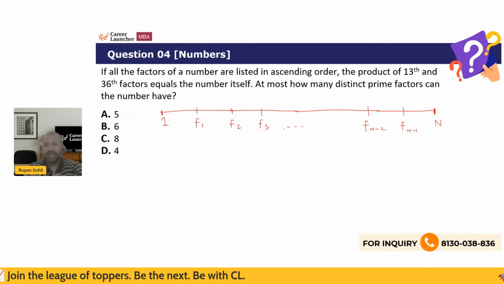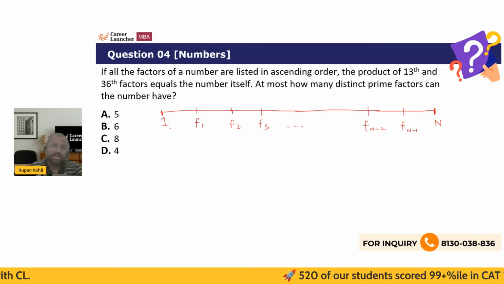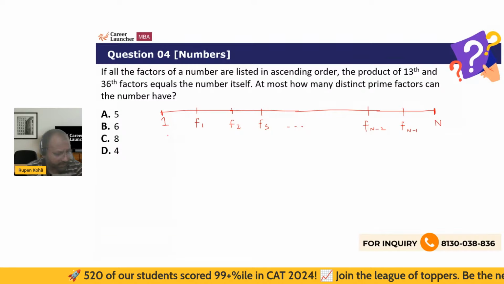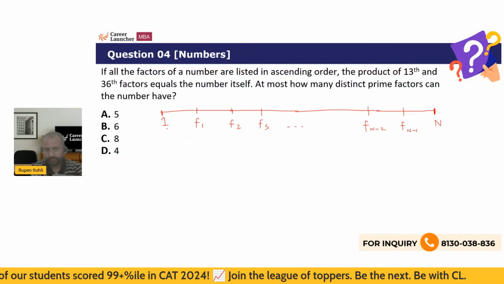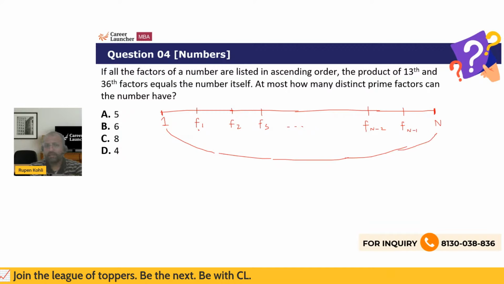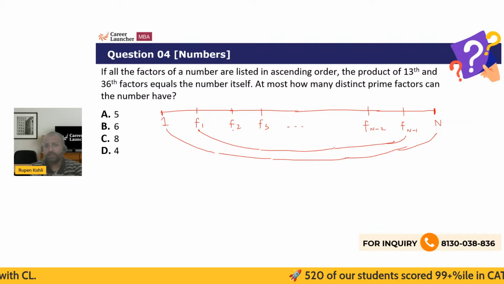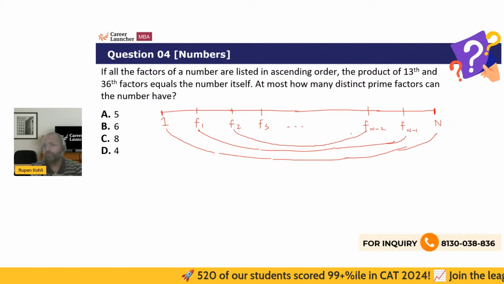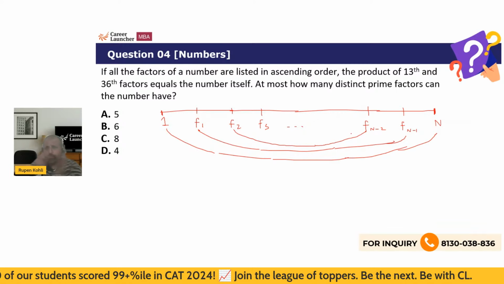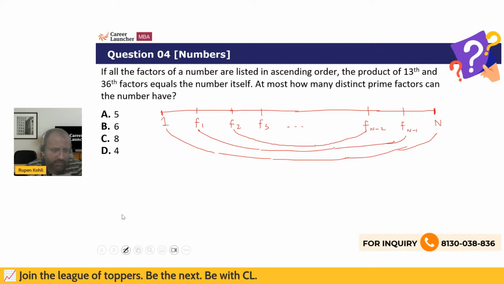So the idea is that in a number, the product of factors equidistant from beginning and end equals the number itself. Yes, Aksham, I know you got that. Thank you. So 1 into n will be n, and this f1 and that fn minus 1, their product will also be the number itself. The product of these two will also be the number itself, and so on. So the product of factors equidistant from start and end equals the number itself. I can illustrate that if it is not clear to you.